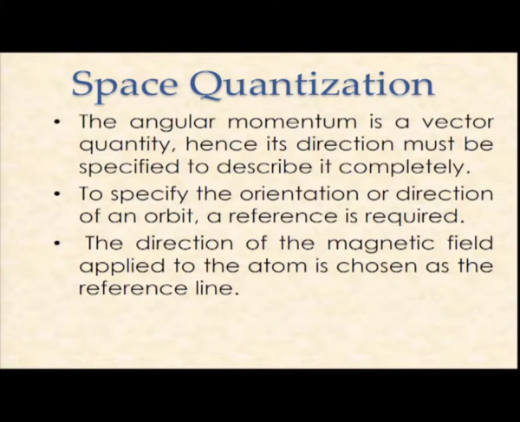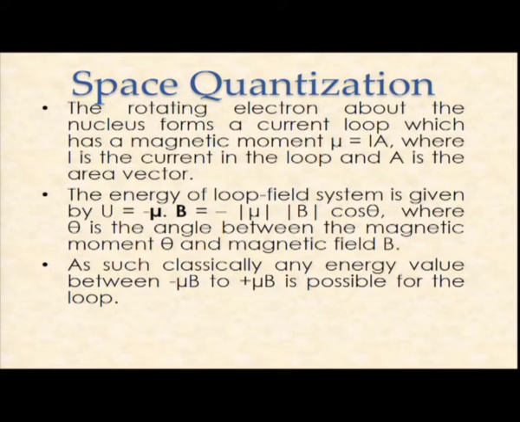The angular momentum is a vector quantity, so automatically it will have direction. The direction of the angular momentum of an electron should be specified completely. To specify the orientation or direction of an orbit, a reference is required. Here in the vector atom model, the direction of the magnetic field applied to the atom is chosen as the reference line. With respect to the direction of the magnetic field, in what direction the orbit is oriented can be calculated. Then the rotating electron about the nucleus forms a current loop.